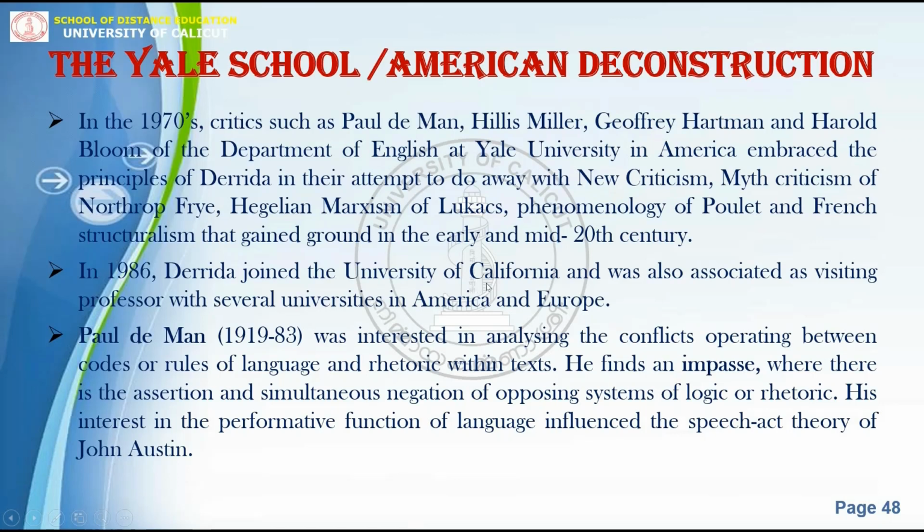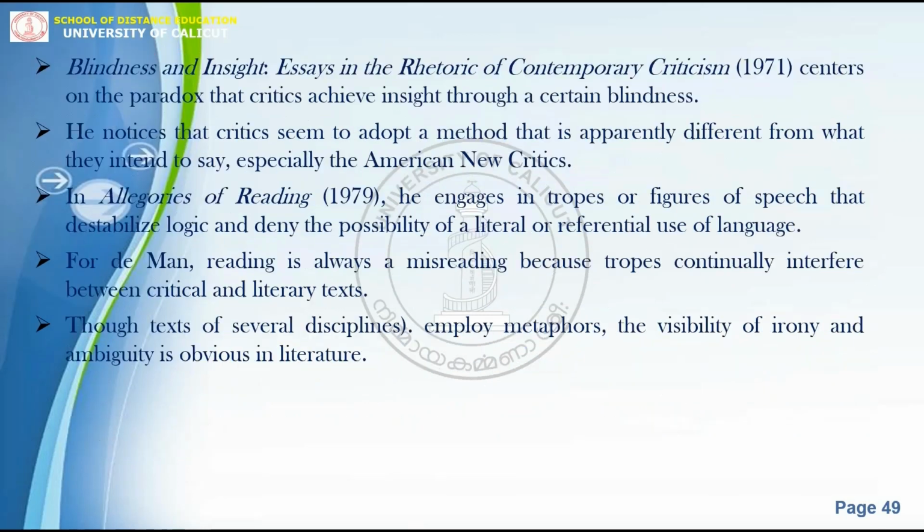In 1986, Derrida joined the University of California. He was associated as a visiting professor with several universities in America and Europe. Paul de Man was interested in analyzing the conflict operating between codes or rules of language and rhetoric within a text. He finds an impasse where there is the assertion and simultaneous negation of opposing systems of logic or rhetoric, and his interest in the performative function of language influenced the speech act theory of John Austin.